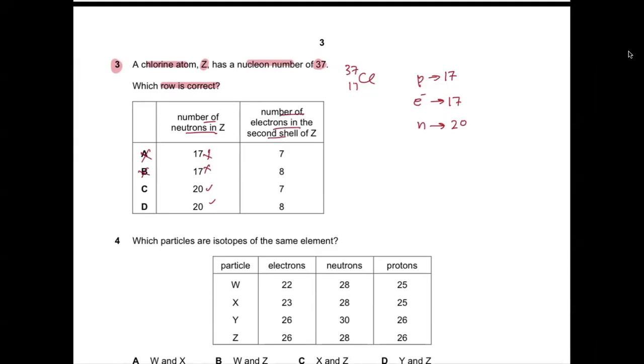The number of electrons in the second shell of Z. So if it has 17 electrons, and I write its electronic configuration, it is going to be 2 in the first shell, 8 in the second shell, and then 7 in the third shell. So the second shell has 8 electrons. So this is correct and this is wrong. So C goes wrong and D is the correct answer.